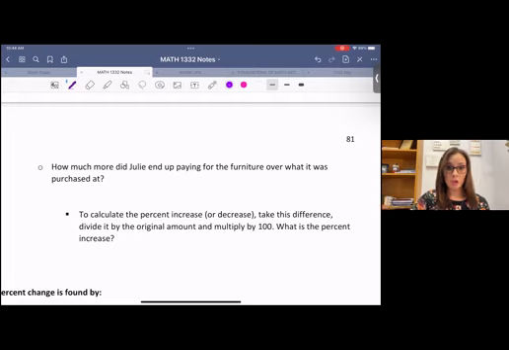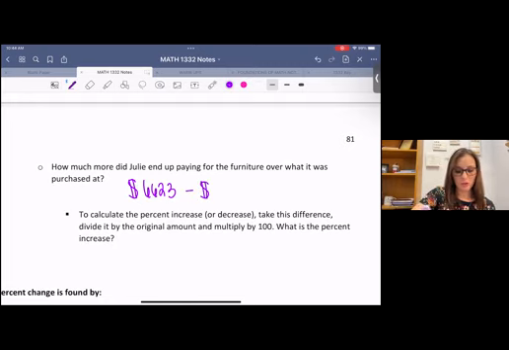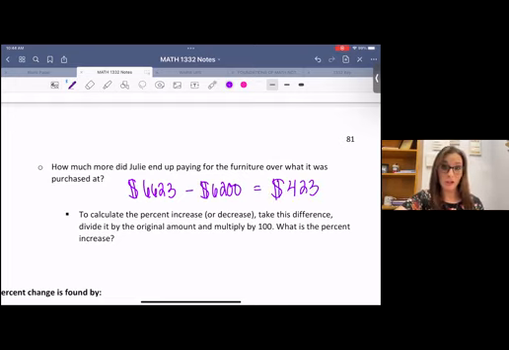So, next step, how much more did Julie end up paying for this furniture over what it was purchased at? We know that she ended up paying $6,623 for the furniture. How much was this furniture when she bought it at the store? You can look back at it. $6,200. So she ended up paying an extra $423 on this furniture because she borrowed money. It costs money to borrow money. But, I mean, without it, she wouldn't have had furniture. So, what are you going to do?